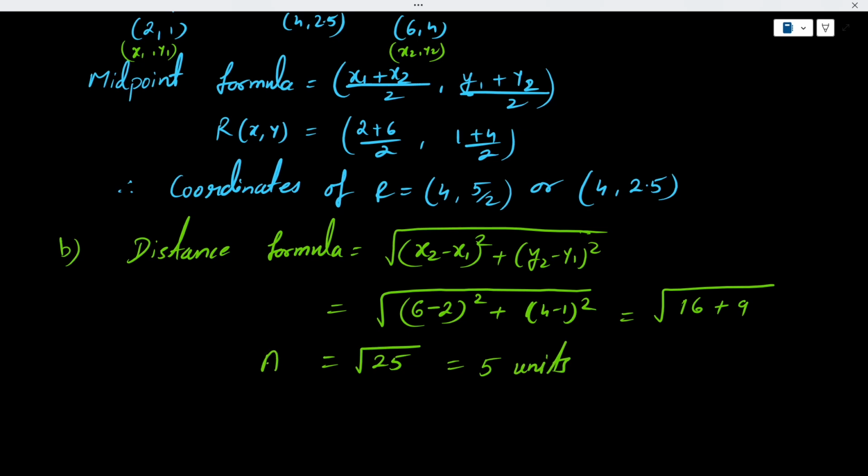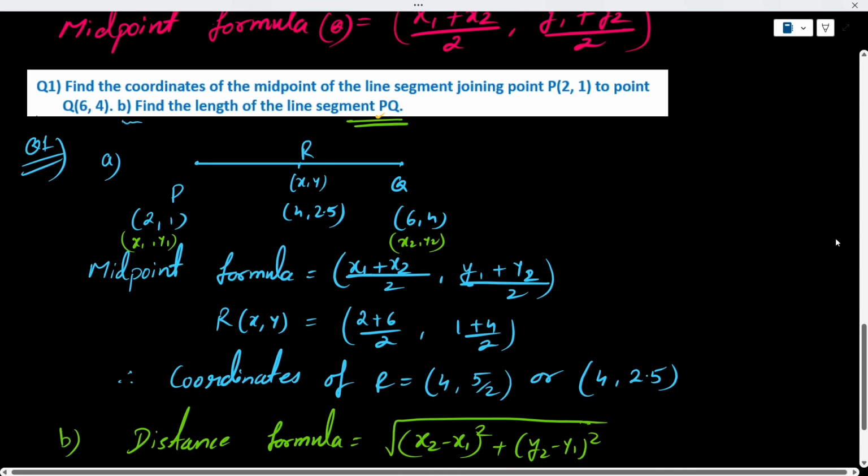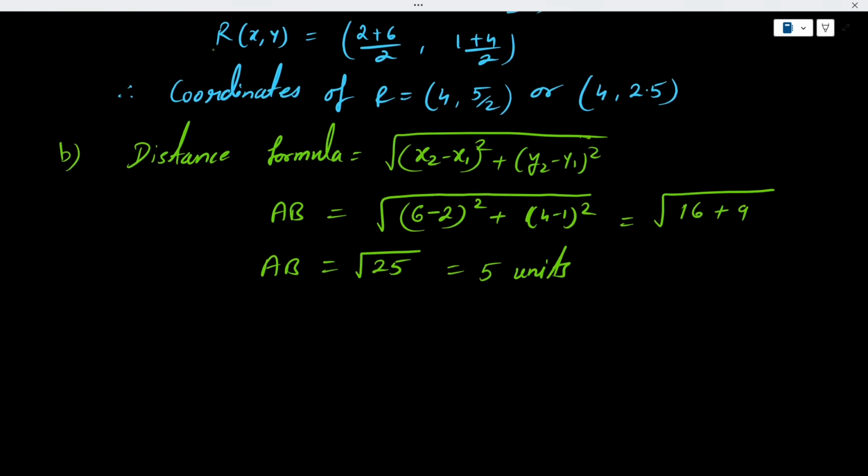So this is the distance you are calculating. We have taken PQ, so it's not AB, it is PQ, right? So you write down that the PQ length is 5 units using the distance formula. Let us go for the next question. What are the other types of questions you can get using the distance and midpoint formulas?